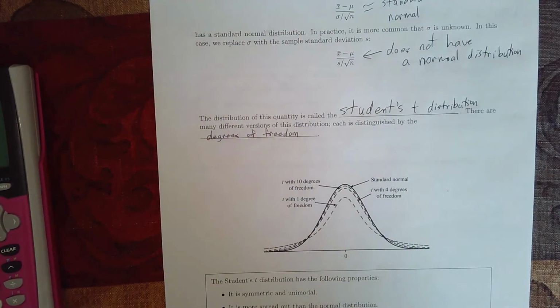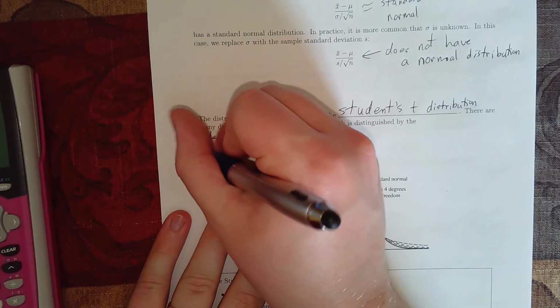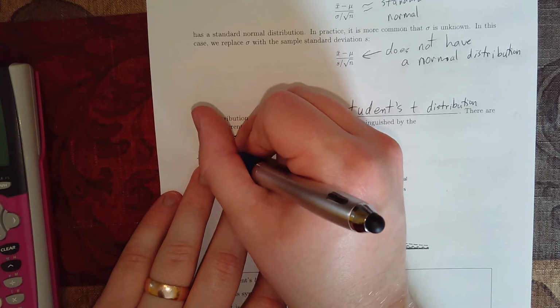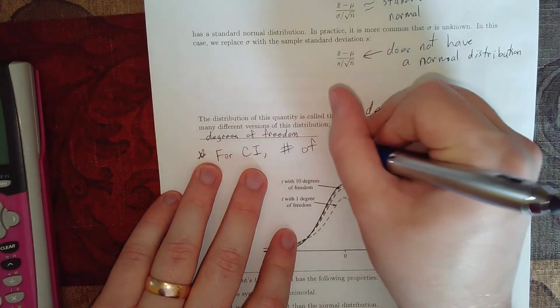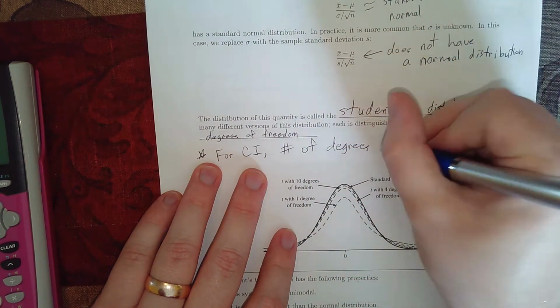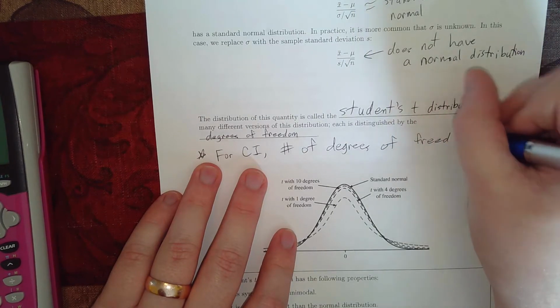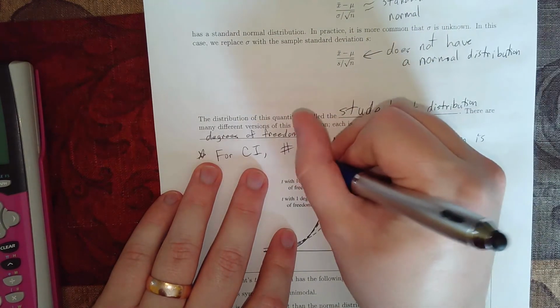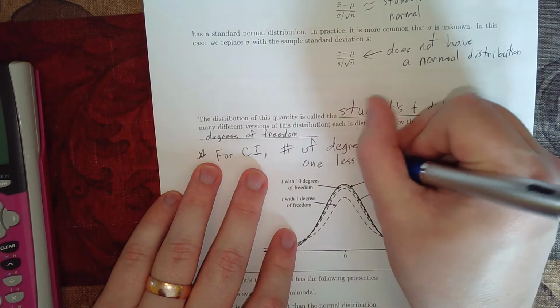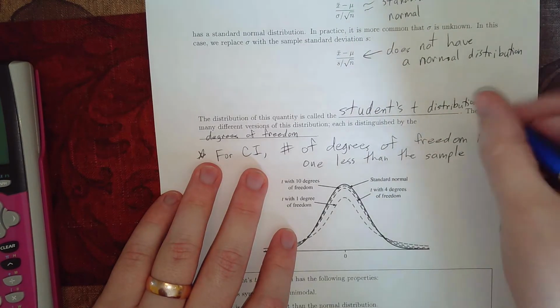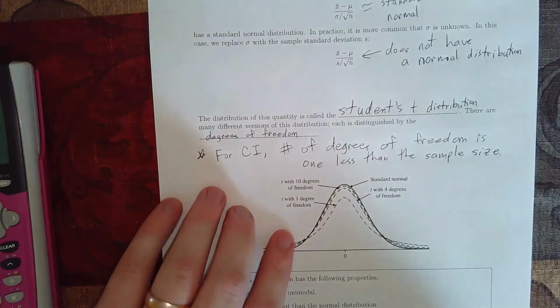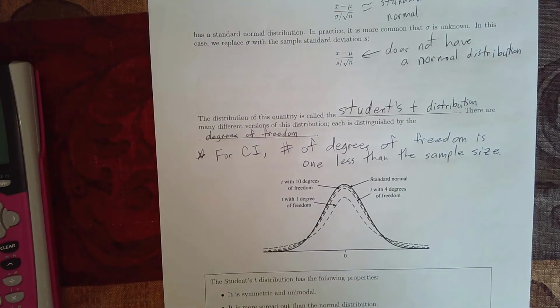So when we're constructing a confidence interval here, our degrees of freedom, so for confidence intervals, the number of degrees of freedom is one less than the sample size. So when we get to a large enough sample size, enough degrees of freedom, the t distribution and z-scores are not going to be all that different.